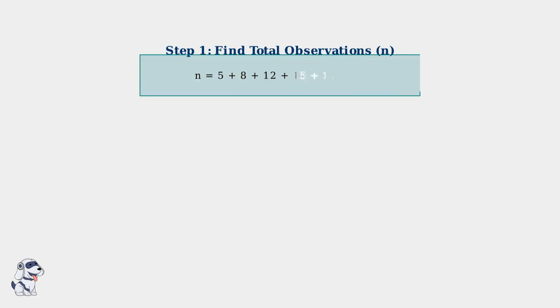Now let's apply this formula step by step to find the 25th percentile of our exam scores. Step 1. We calculate the total number of observations by adding all frequencies.